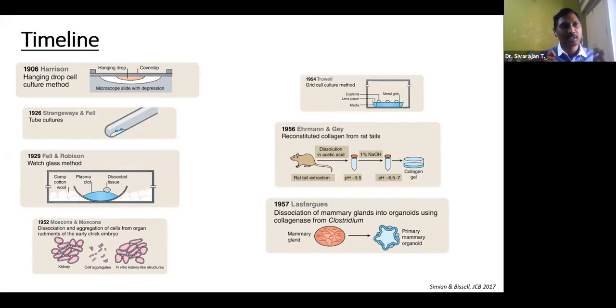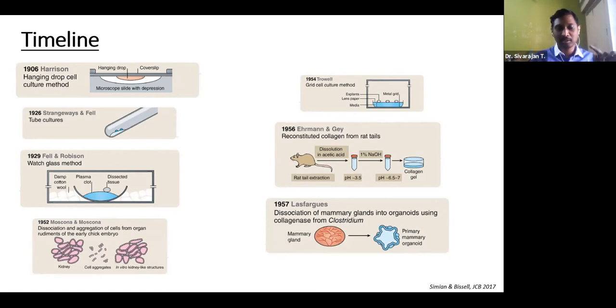Then in 1956, a very crucial invention was done. Herram and Gay were able to isolate collagen from rat tail tendons, and to their surprise, the collagen that they isolated was transparent. This made the whole community of animal cell culture very happy, because then it becomes very easy to do microscopy on them. You can see the cells through the transparent gel.